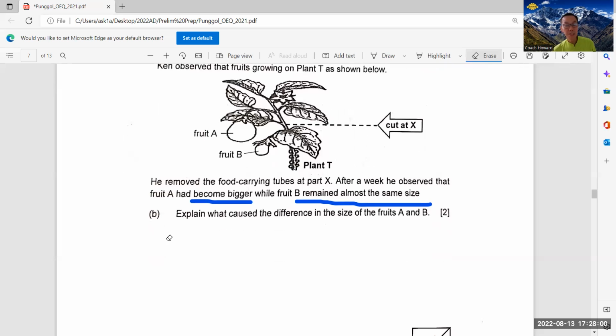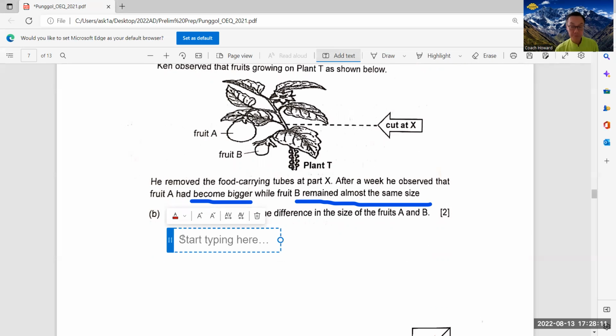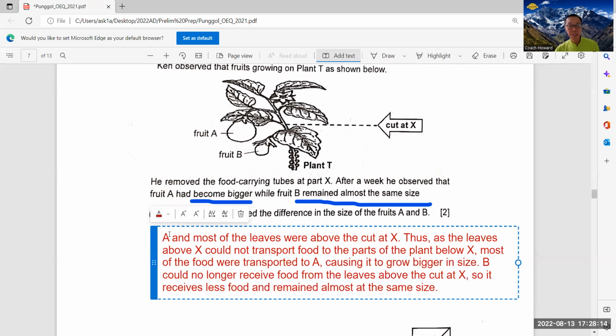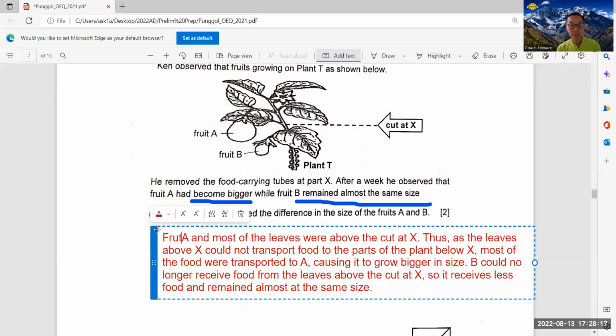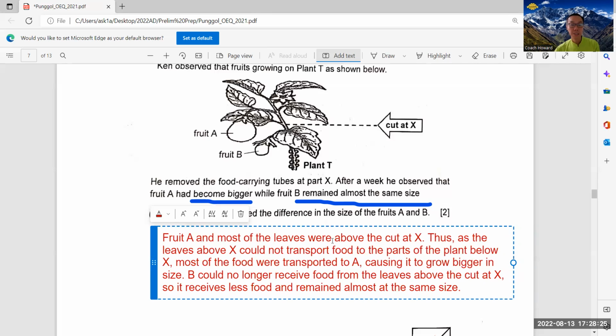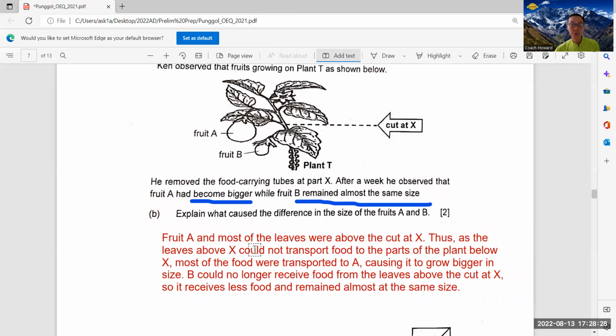So you need to explain this because this is a 2-mark question. So the answer needs to be very, very concise, which I'm going to help you now to explain this part. Okay, so you must mention fruit A, and most of the leaves were above cut X. Okay, thus the leaves above X could not transport to the parts of the plant below X. Most of the food were transported to A because they cannot go down, so they must go up. Okay, they cannot be transported.